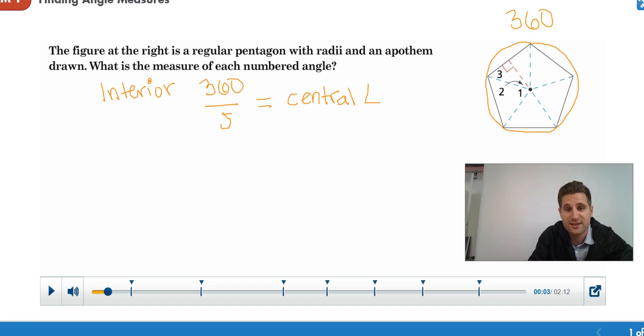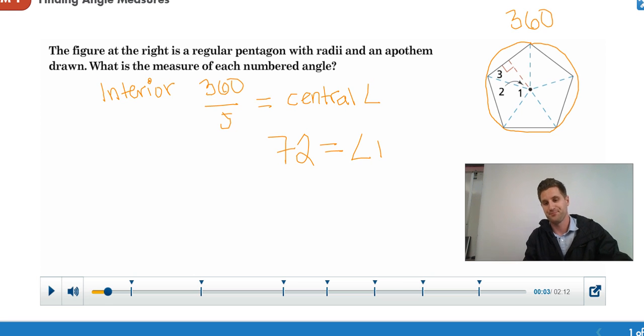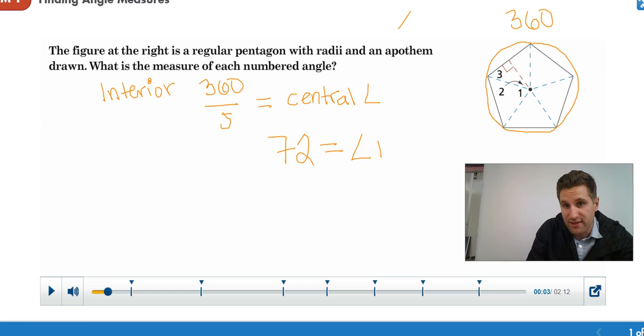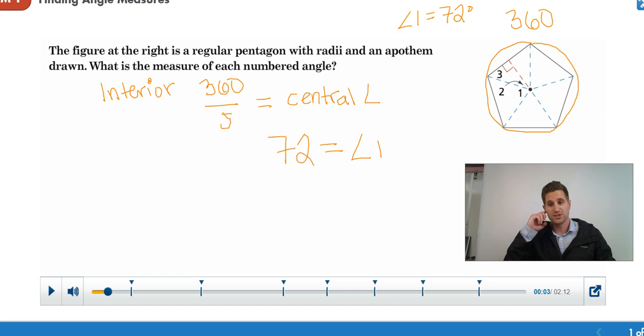So divide by 5, and we got that central angle, which is going to be our angle 1. So 360 divided by 5, and we get 72 degrees equals angle 1. All right, so that's our central angle. Let's leave that information right up here, and we'll call it 72 degrees. Okay, so we found our central angle.